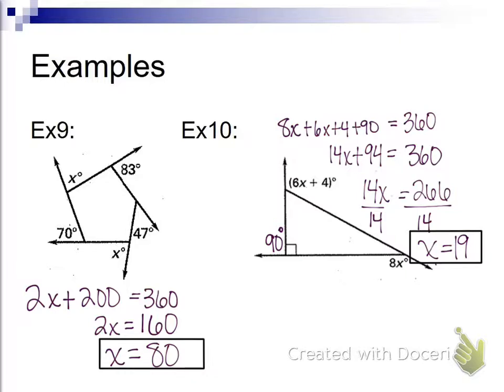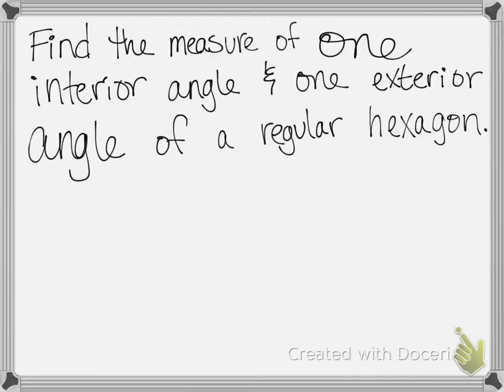Okay, there's one other question I want to talk about real quick. I'm not sure if it comes up on your homework or not, but I'll write it up here. All right, so the extra question I want to go over is find the measure of one interior angle and one exterior angle of a regular hexagon. We talked about what regular meant the other day.